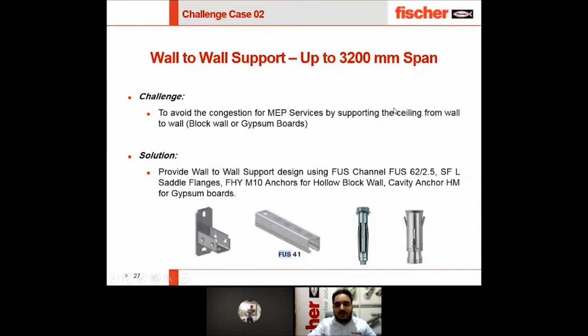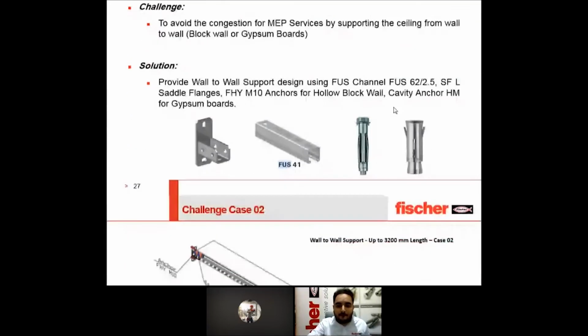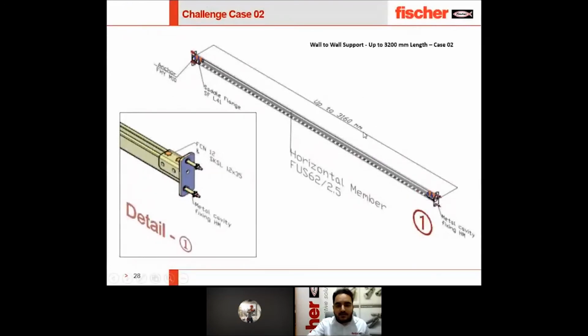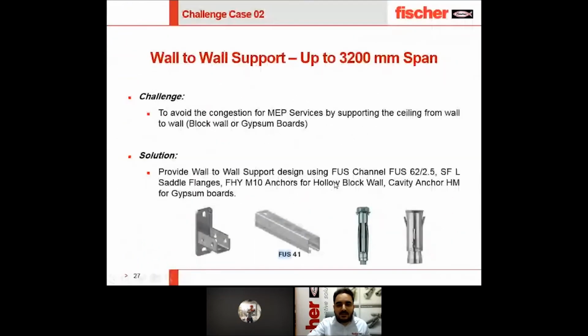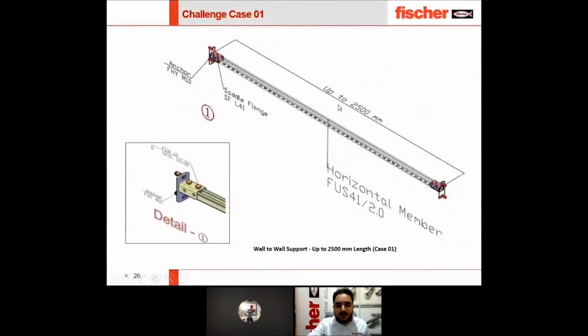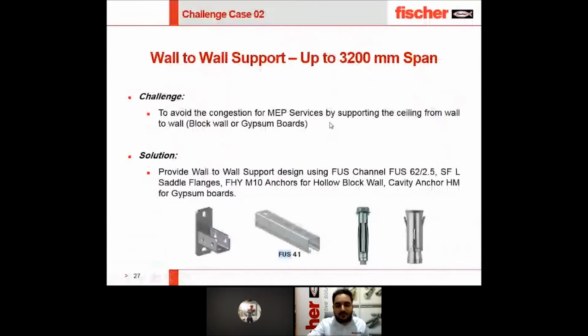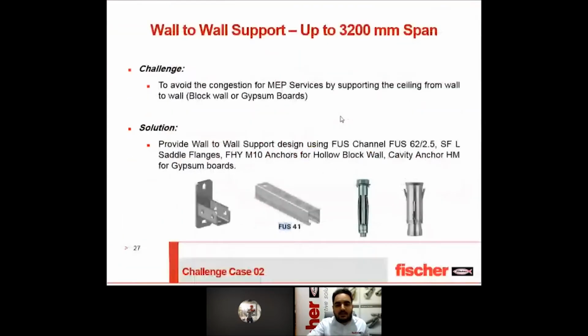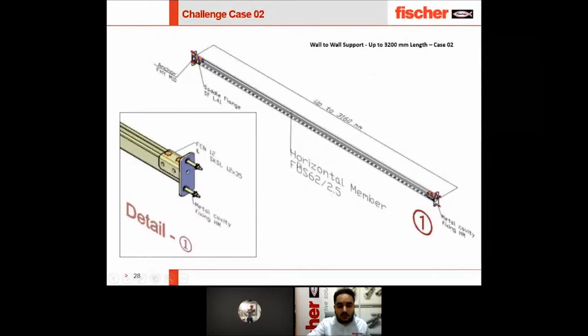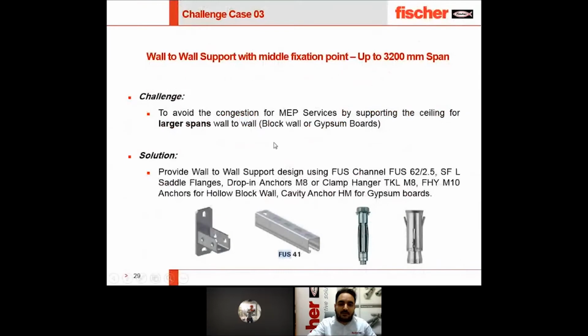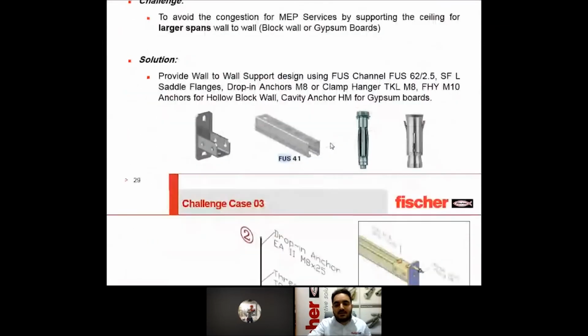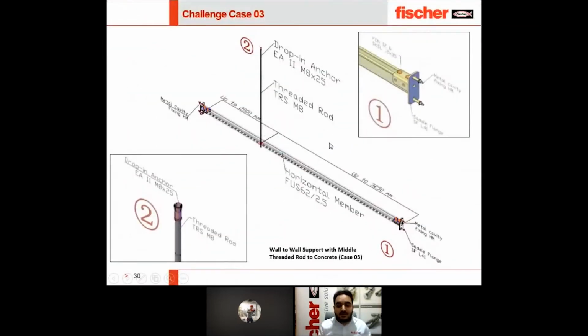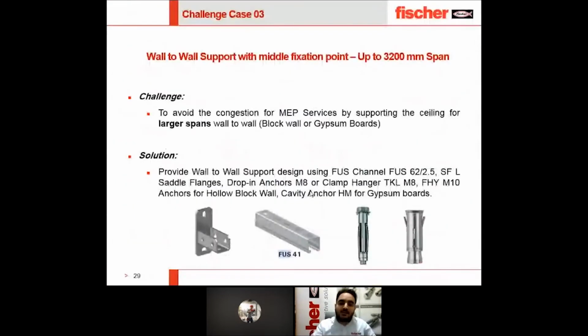The other case is 3.2 wall to wall, also with a bigger span, which we maximized. Here we use a 41 for 2.5 meters, and here we use 62. We make a bigger FUS section for the longer span, and here also we minimize the section of the channels to make, as we agreed, the most economic solution.